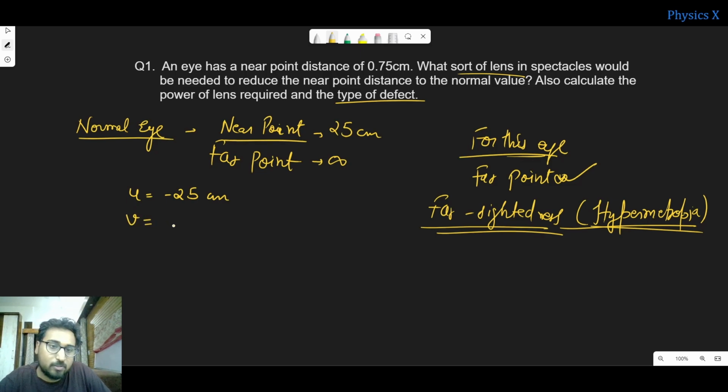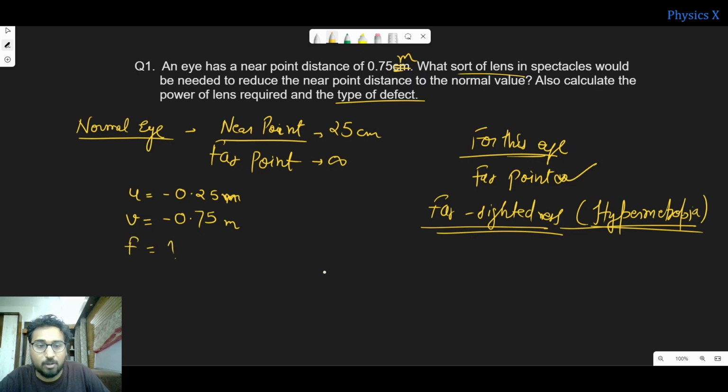And what will be the image distance? The image must be formed at minus 0.75. Actually this is in meters; the question is specified in meters. So the object distance will be minus 0.25 meter. The image of this object placed at the near point for a normal eye should be formed at the near point of this eye, so it will be minus 0.75 meter. All the calculations are in meters, so what we get is power directly.